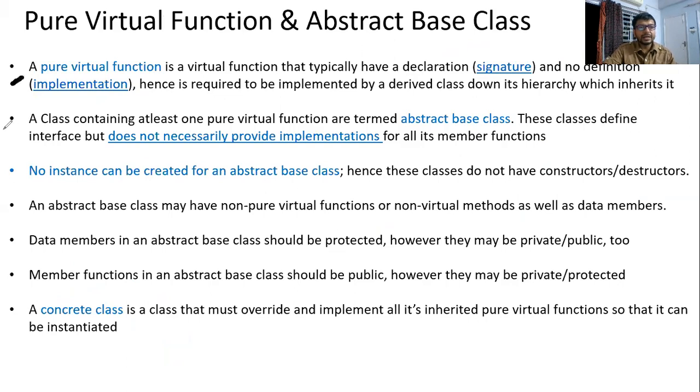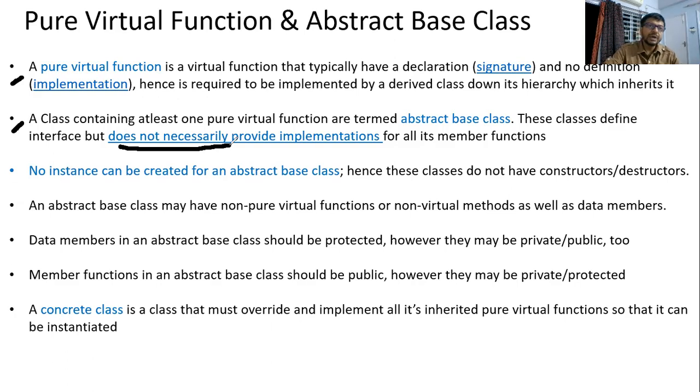Then a class containing at least one pure virtual function is called an abstract base class, and it does not necessarily provide implementation. Now, this is important to note: does not necessarily provide. The abstract base class may not have any idea of what to do, or it may have some idea, but that is not complete.